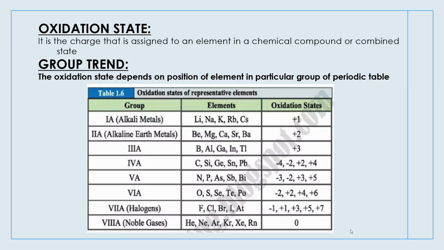For group 1A, it is +1. For group 2, it is +2, and so on. And you can see that for the noble gases, as I stated earlier, their octet or outermost shell is completed, so their oxidation state is 0. They are non-reactive and highly stable.